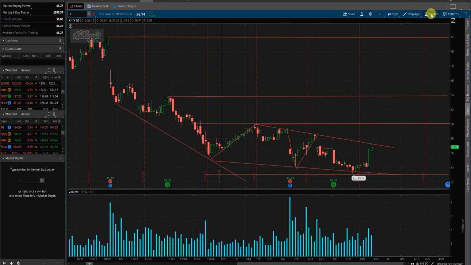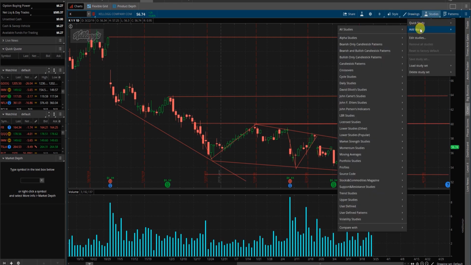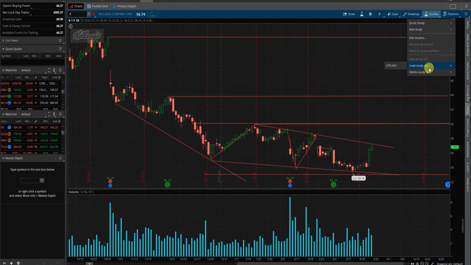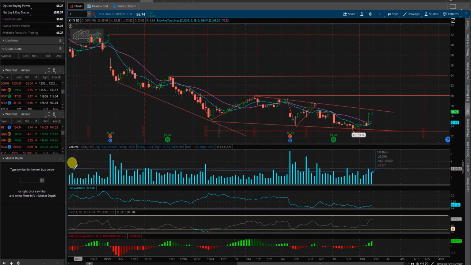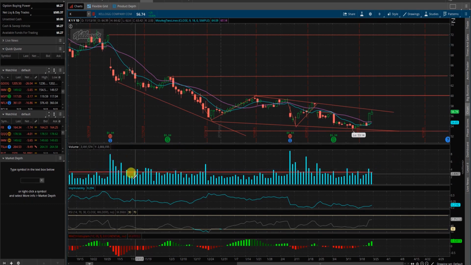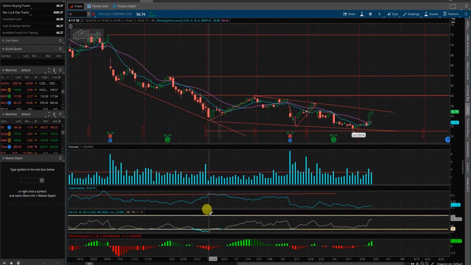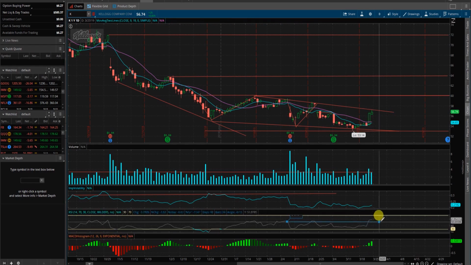Next, I go and I add my studies. That's where, are they? Oh, load. I have volume to see how many buyers, sellers. I also have here my implied volatility. I use that for my option trading. This is very important. And then I have the RSI, relative strength index, to see when the stock is moving to being overbought or oversold.